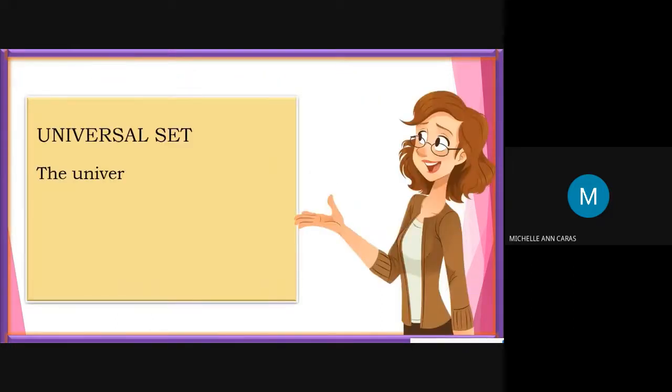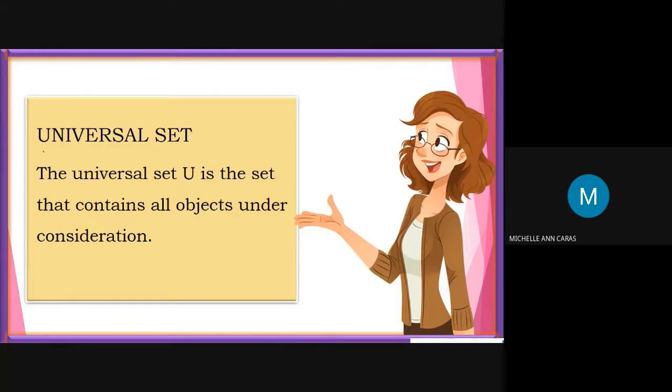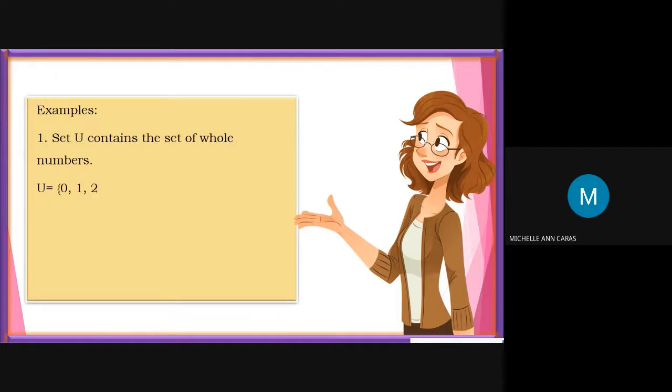So, what is a universal set? The universal set U is the set that contains all objects under consideration. So what are examples of our universal set? Okay, number 1: set U contains the set of whole numbers. By the way, class, the symbol of a universal set is U, this one.